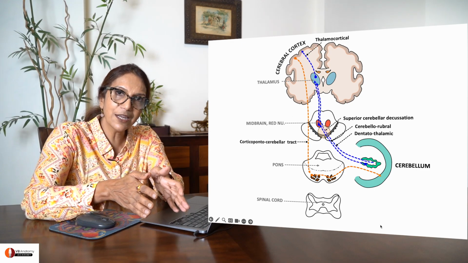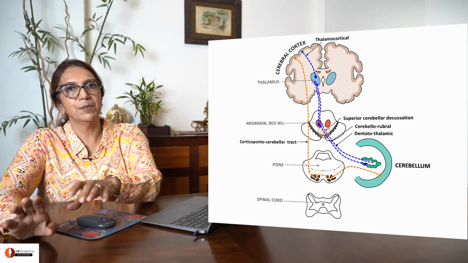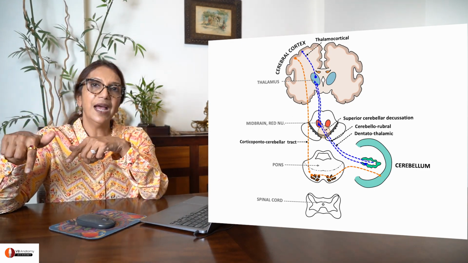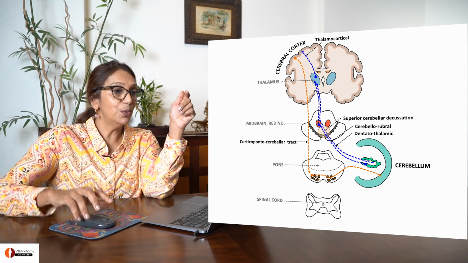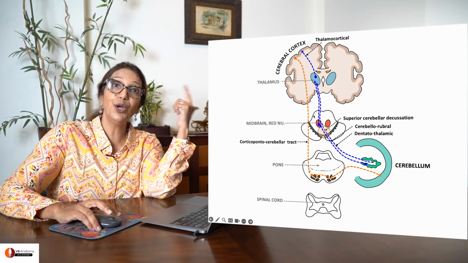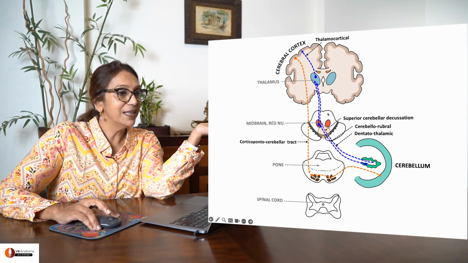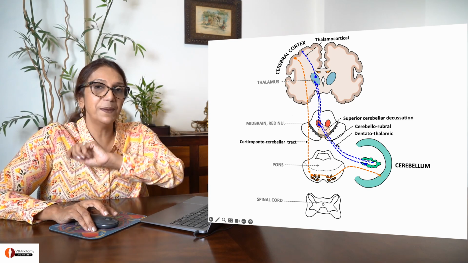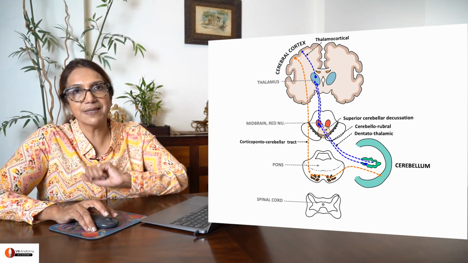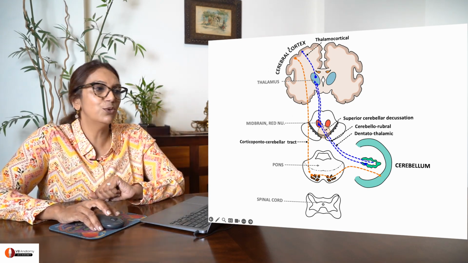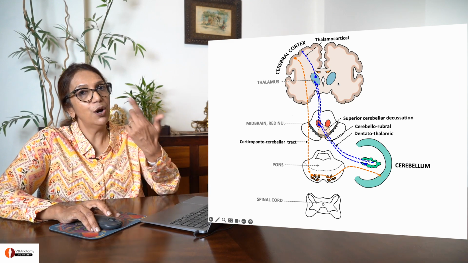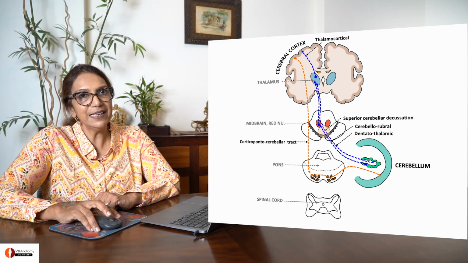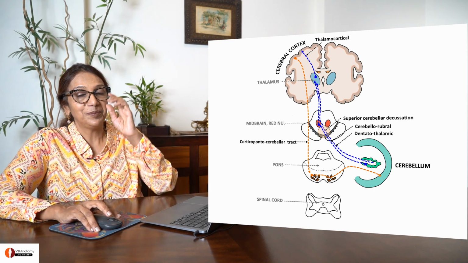Cortex intends an action, it informs cerebellum. Cerebellum thinks about it and it has to give the feedback to the opposite side cerebral cortex. Therefore, the decussation at the superior cerebellar level is a must. It has to cross the midline to go back to the cerebral cortex of the opposite side. Correct? Have you got the logic?